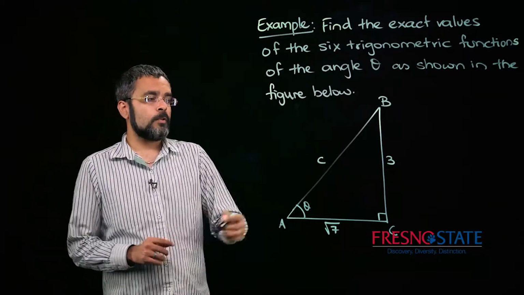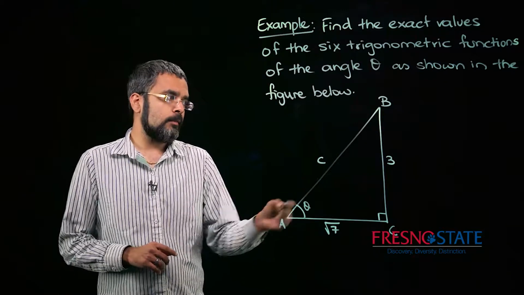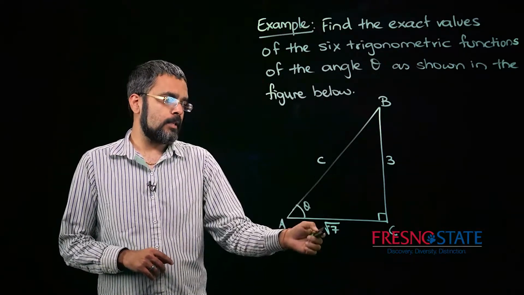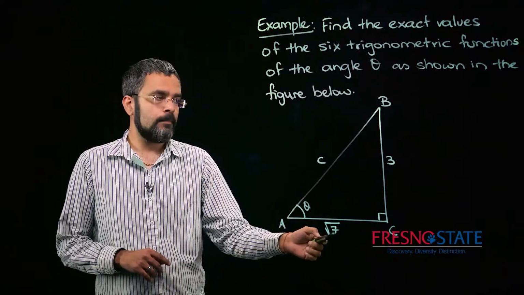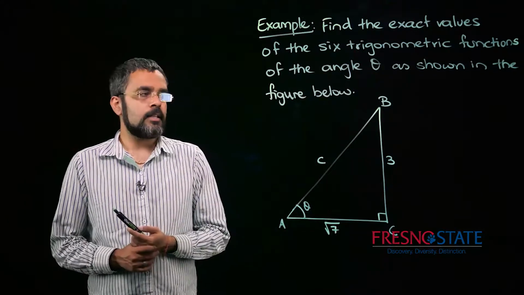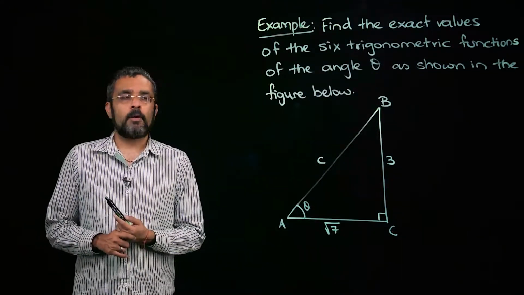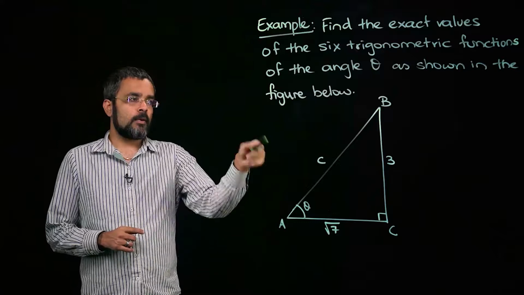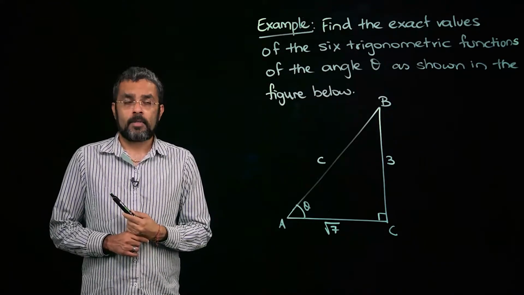Now, one of the things we notice here is I'm given two sides. I'm given side A, which is 3, and side B, which is root 7. I'm not given side C. So the first thing I need to figure out is what is side C? Well, it's a right triangle, so we can use the Pythagorean theorem.